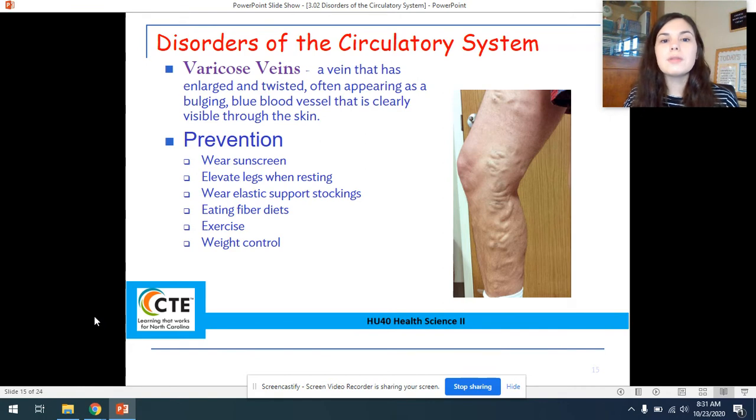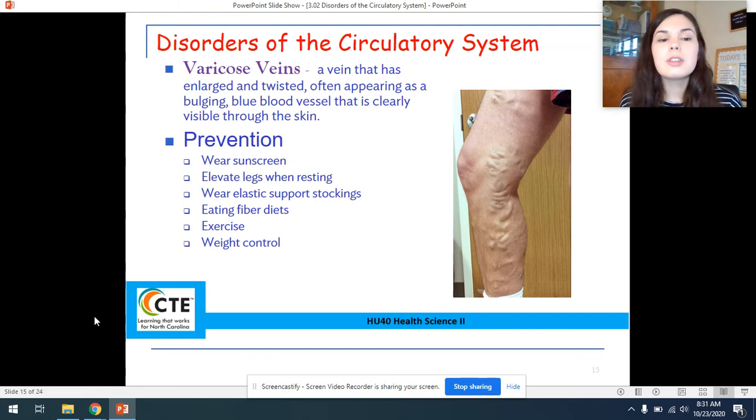Next, we have varicose veins, and you've probably all seen what varicose veins look like before. A varicose vein is a vein that has been enlarged or twisted and often appears as a bulging blue blood vessel that is very clearly visible through the skin. In some cases, varicose veins do look as severe as this image on the screen, and in some cases, it just means that their veins are more visible, maybe on the back of their leg.